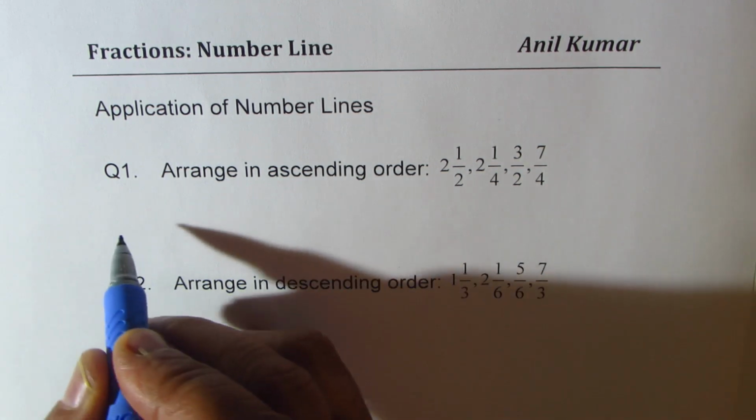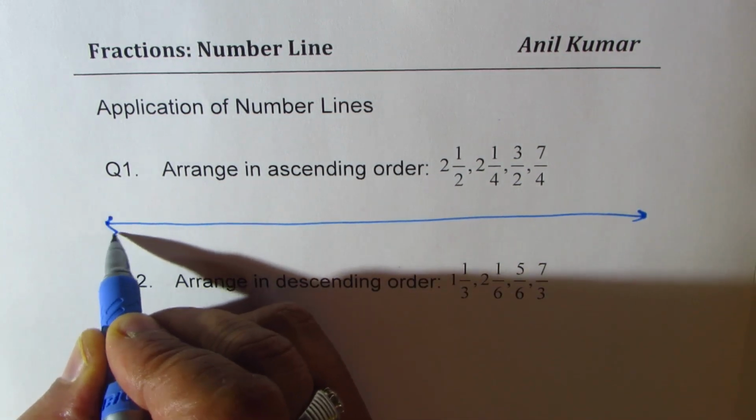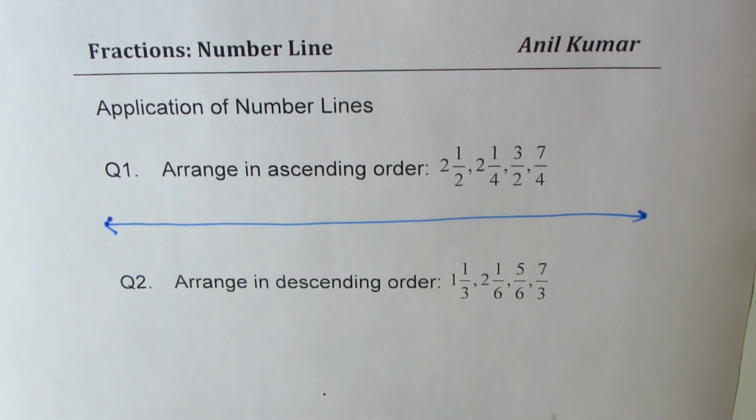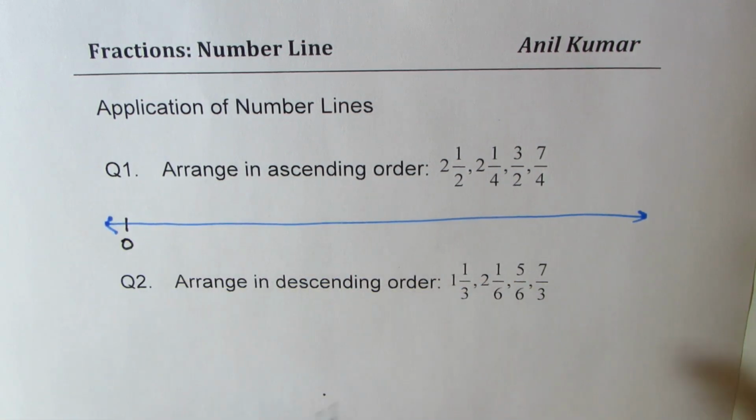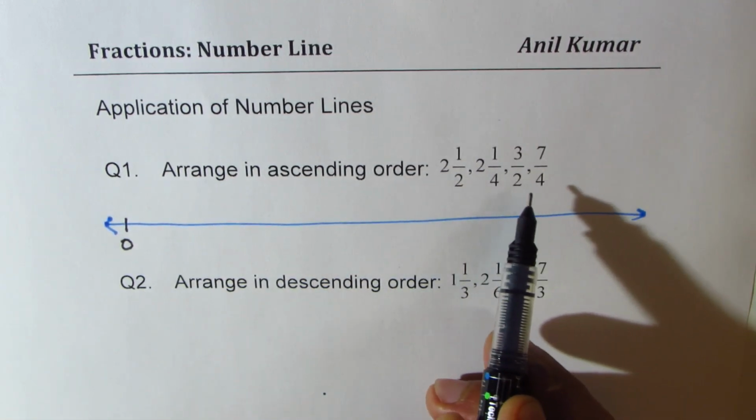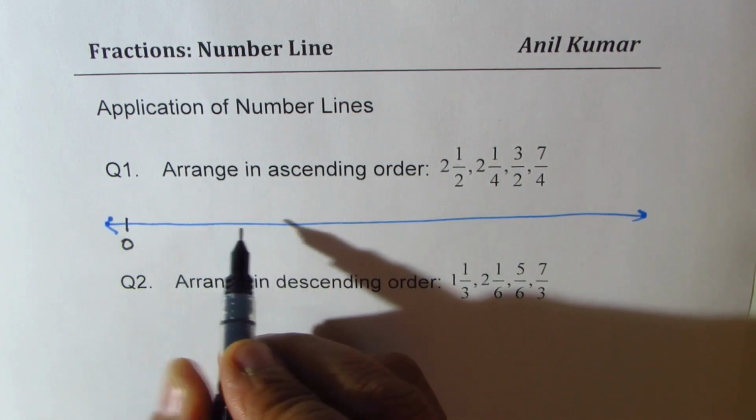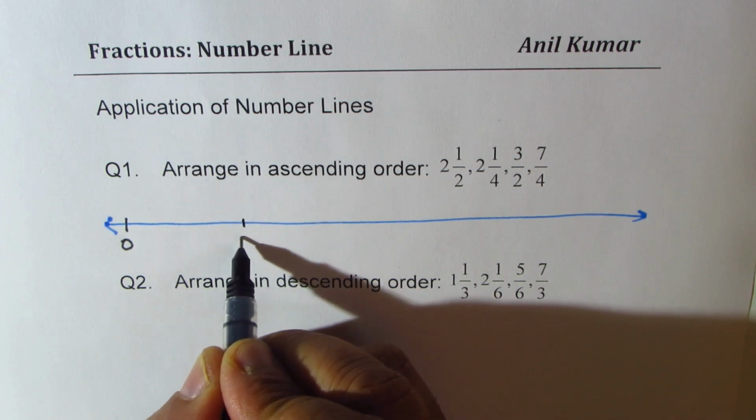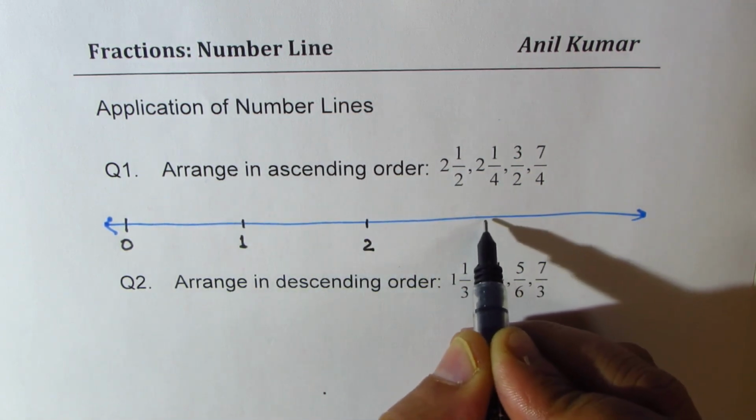Here is how you're going to do it. First step, draw a number line. Since all are positive numbers, we are keeping on the leftmost side our 0. The highest number seems to be less than 3, right? So we can divide this into 3 parts, giving units 1, 2, and 3.